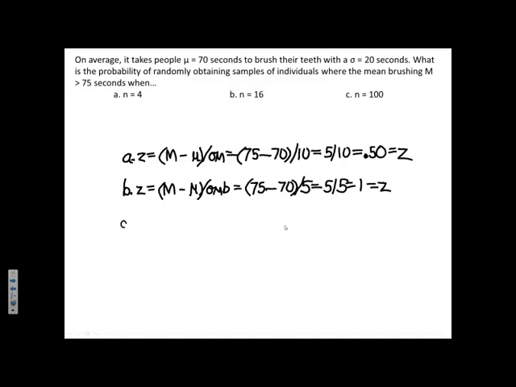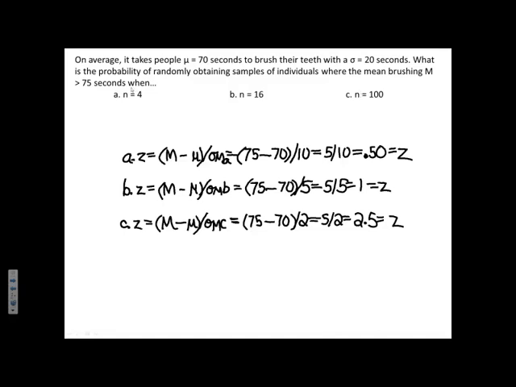And then finally, same formula for the z-score. Just like before, the only thing that's going to change is our standard error. And I'll put a little a up here. These are my different standard errors for each group. So still working with sample mean of 75, population mean of 70. Now our standard error is 2. And 5 divided by 2 is 2.5. That's my z-score for my third sample of 100.